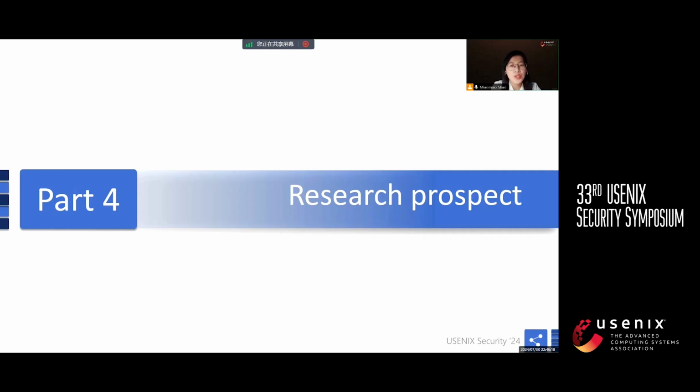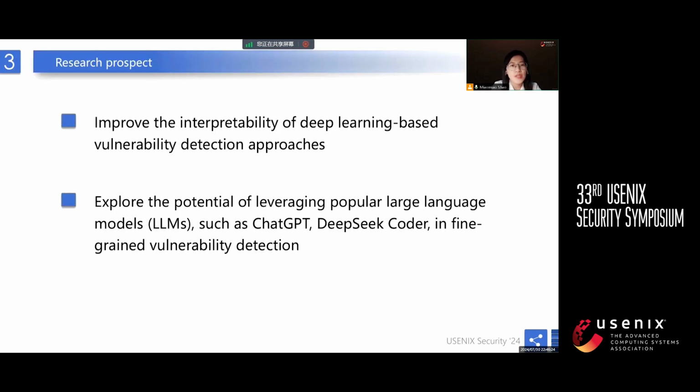Finally, I will introduce our future research directions. Although our methods can help security experts analyze vulnerabilities more clearly and repair them, our deep learning-based methods still cannot explain model decision results. So in future research, we will focus on addressing this problem.